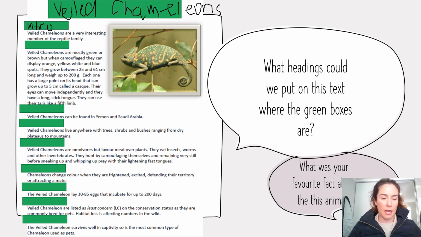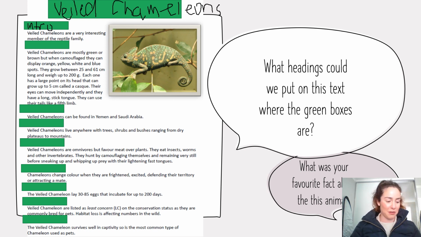All right, the next one we have is veiled chameleons are mostly green or brown, but when camouflaged, they can display orange, yellow, white, and blue spots. They grow between 25 and 61 centimeters long and weigh up to 200 grams. Each one has a large point on its head that can grow up to 5 centimeters called a casque. Their eyes can move independently and they have a long sticky tongue. They can use their tails like a fifth limb.